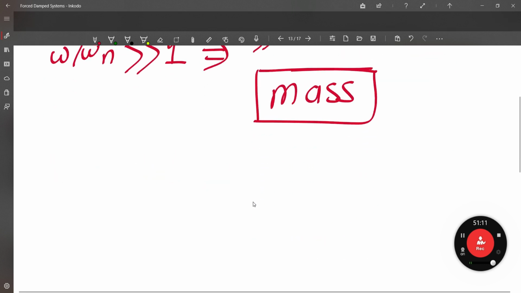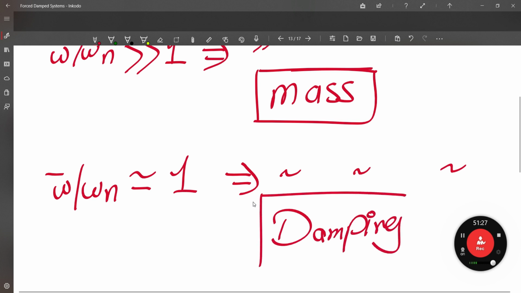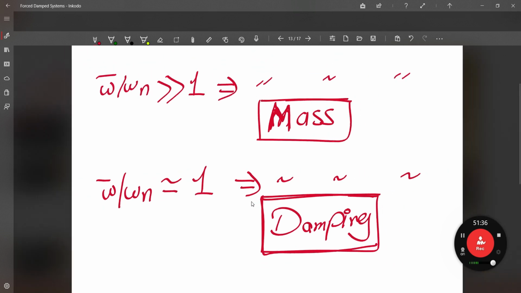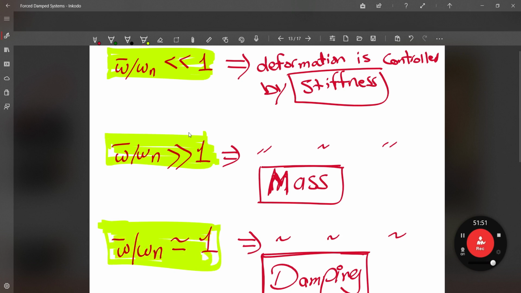But if we have omega bar over omega n around 1, this means the resonance case. This means that the deformation is going to be controlled by damping. Damping is going to be our main factor here. So the damping is going to be the main controller. So remember that very well from the curve. We have 3 different cases. Remember that based on each case, you can design your system, and all of them are related to omega bar over omega n. So you need to control it, or you need to control your system.